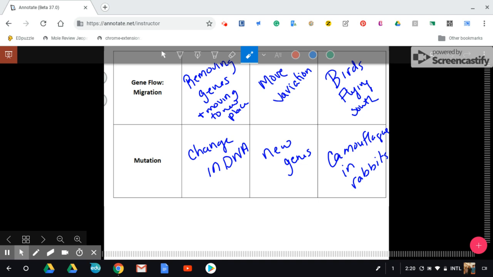Gene flow and migration. This is removing genes or moving from a place to a new place. And when you do that, you're going to take your genes. If you increase migration, it can create more variation, like birds flying south for the winter. Okay. Mutations are changes in DNA. They're going to give us new genes, like, for example, a camouflaged rabbit that is living in the Arctic. If it becomes white, then it can survive.